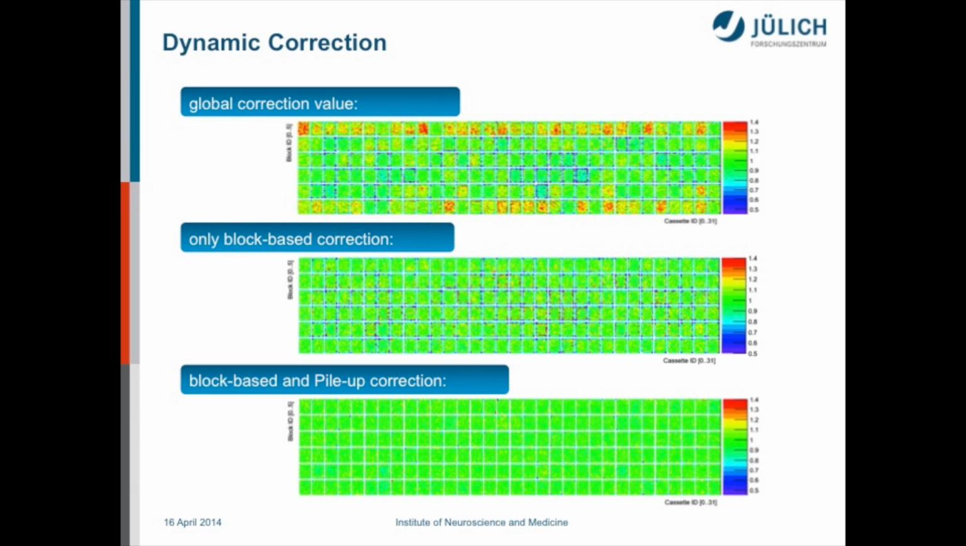Dynamic correction: if you use a global correction, it's still not performing that well. Just a block-based correction is doing better, and block-based plus pile-up correction, I think now we're pretty happy with these corrections.